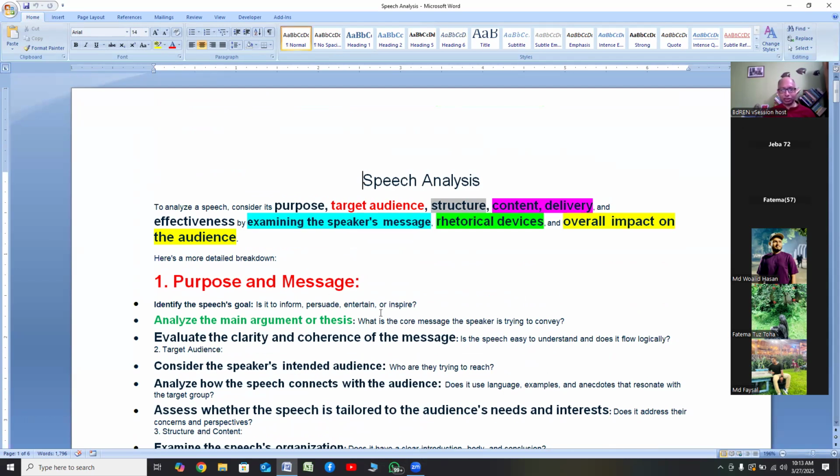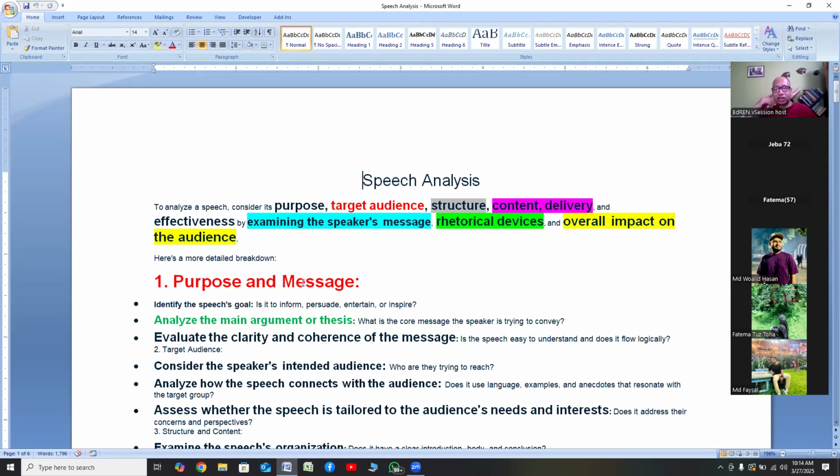So we find some informations here that we learned in the last class. Speech analysis, for example, some particular things are to be considered while analyzing a speech. I am just repeating all these informations for stimulating your knowledge about this very particular lesson. And very soon I will switch to our today's lesson. That is the practice of analyzing the speech.